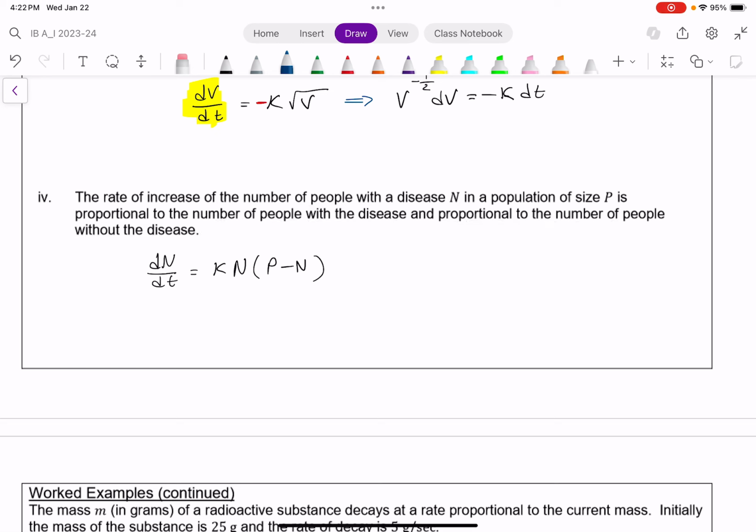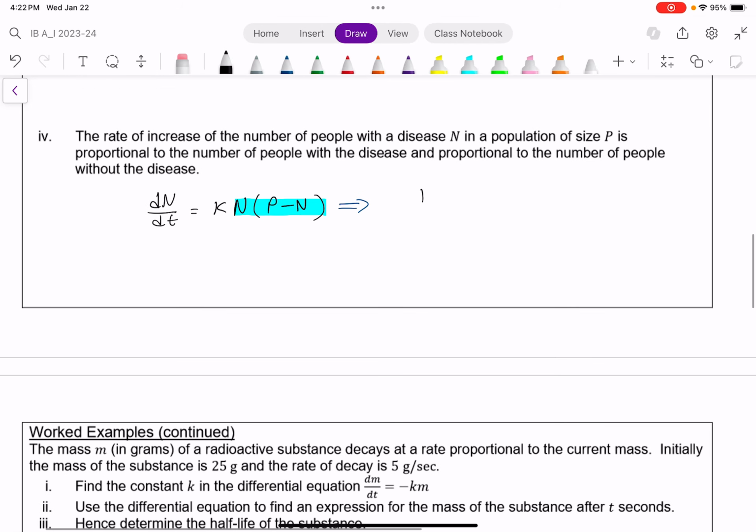And now to separate the variables, notice everything here, N is the variable, but P is a constant. We're not differentiating with respect to P, it's the population given. So I want to divide both sides by N times (P minus N). And so if we separate these variables, we get 1 over N times (P minus N) times dN on one side, and on the other side, we get just that proportional constant K times dt.